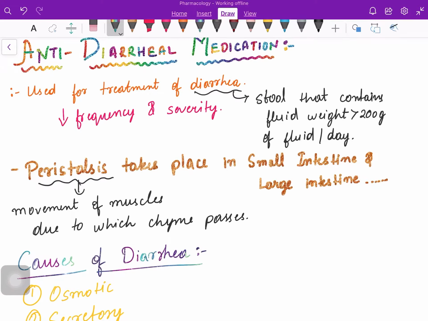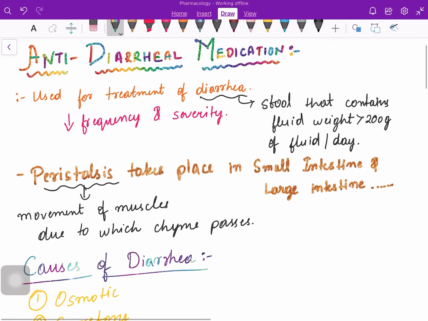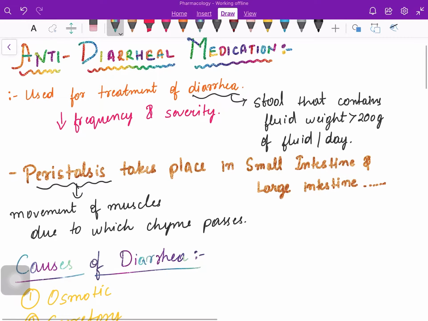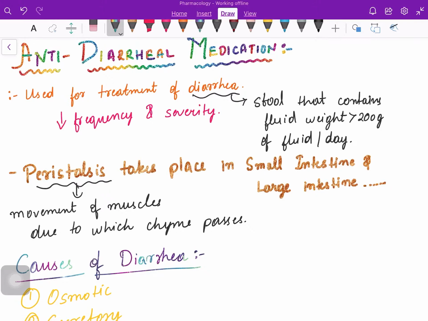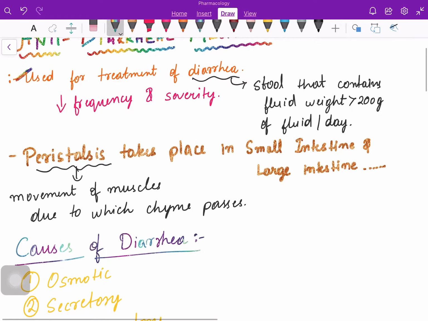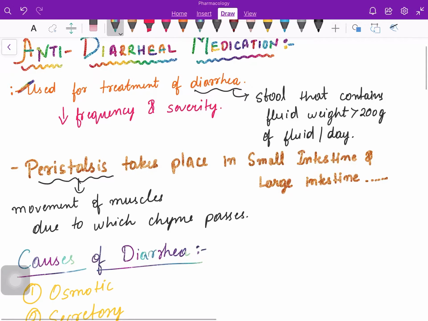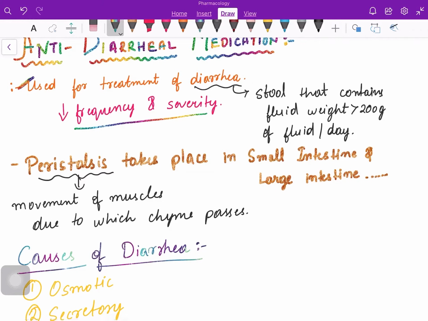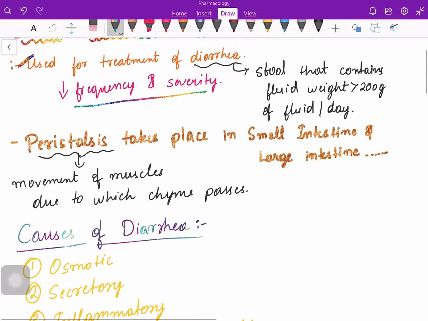Hello everyone. Today we are going to start with a pharmacological topic, that is anti-diarrheal medication, for which we should first know what is diarrhea. That is the stool that contains fluid and the fluid weight is more than 200 gram of fluid per day. As from the name we can understand, anti-diarrheal is used for the treatment of diarrhea. What it does is it decreases the frequency and severity of diarrhea. That is, it will decrease the fluid quantity in the stool.